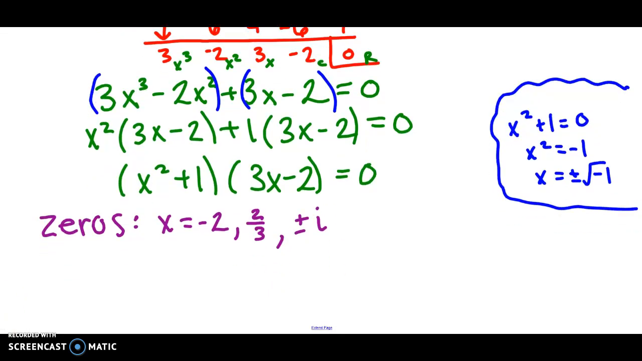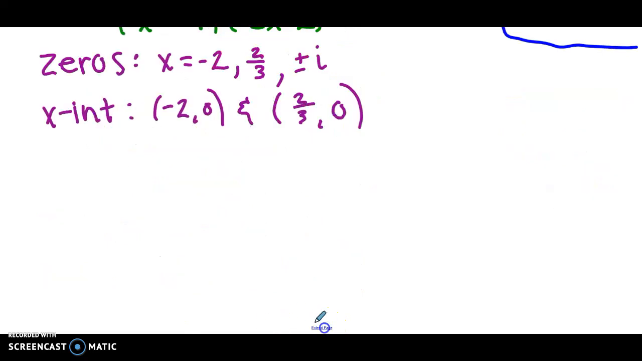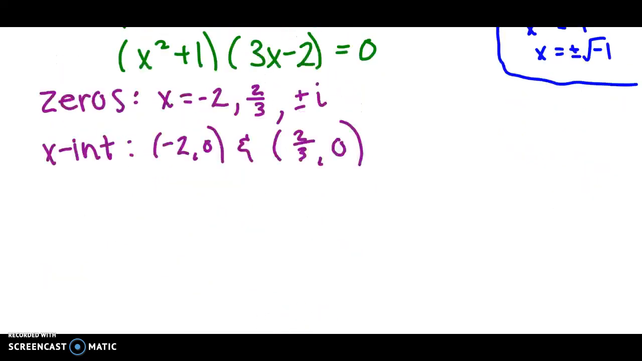It did also ask for x-intercepts, so let's list those. x-intercepts we like to write as ordered pairs. So -2, 0, and 2/3, 0. Also, notice that we have one negative root and one positive root. That takes us back to Descartes' rule of signs, which we talked about, that would happen in this case.